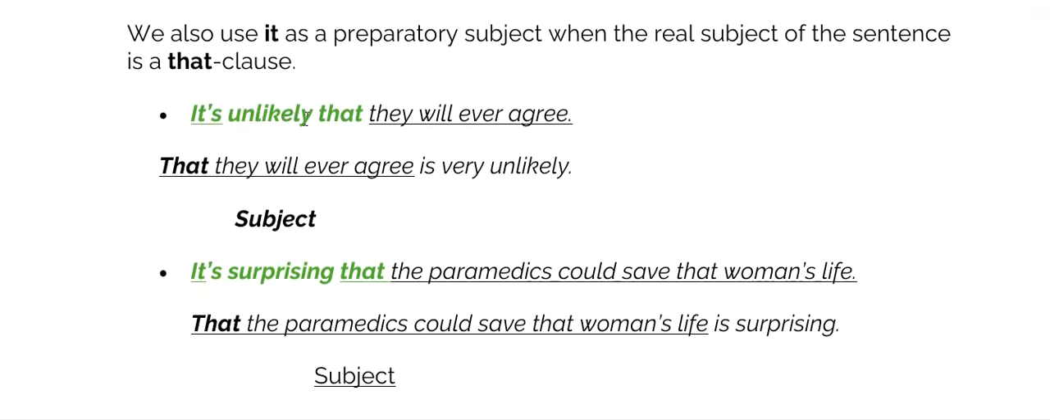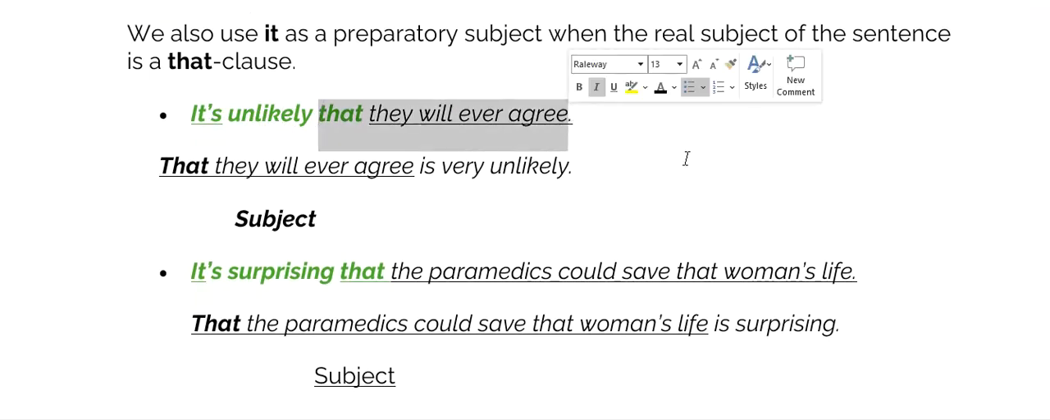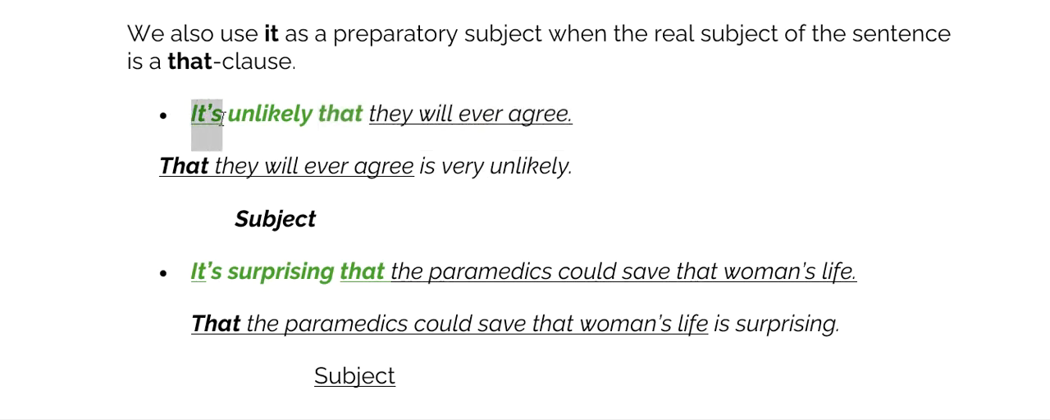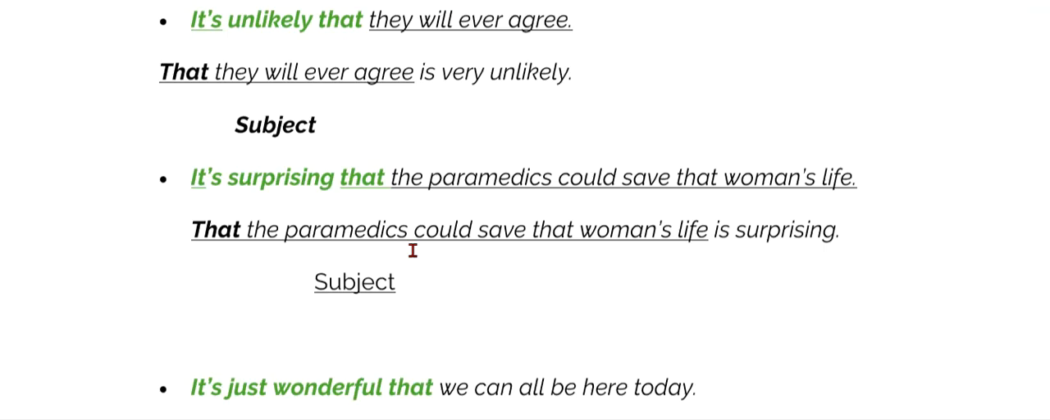It is unlikely that they will ever agree. The clause that they will ever agree is a long clause. Do not start your sentence with this. That they will ever agree is very unlikely. Instead, we put it at the end position and start with the preparatory subject, it.